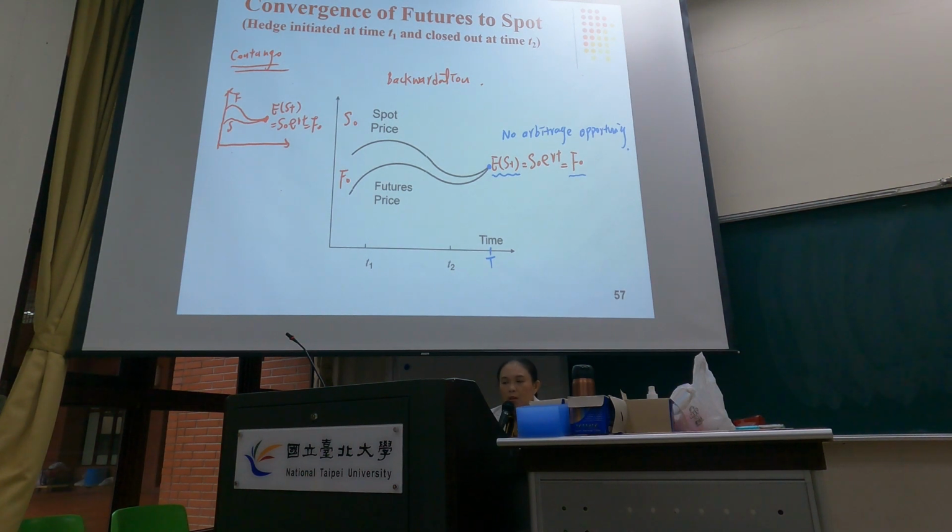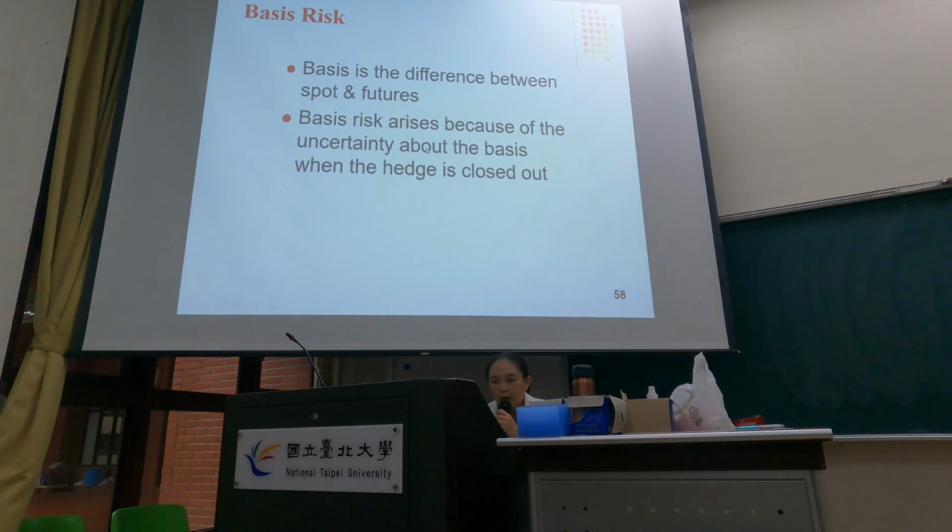But what if they are different? When they are different, it will incur what we call the basis risk. So basis risk means that when E(ST) does not equal F0. Theoretically, they should be the same, but in the end, you find they are different. Are we okay with that? So obviously, there will be some arbitrage opportunity existing because there is some reason that makes them different.